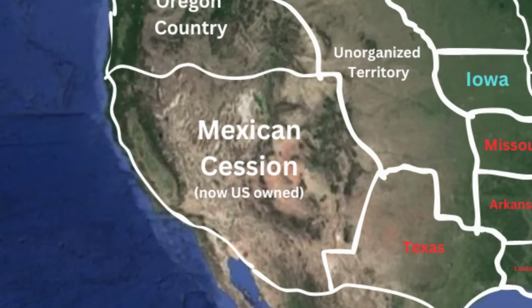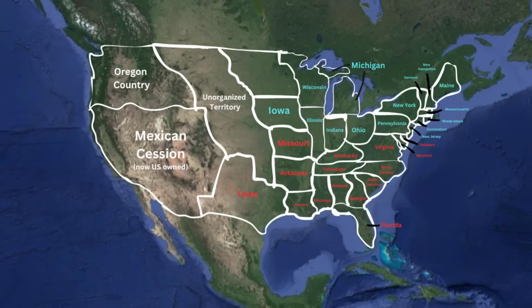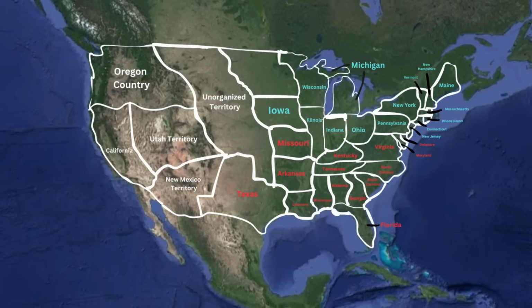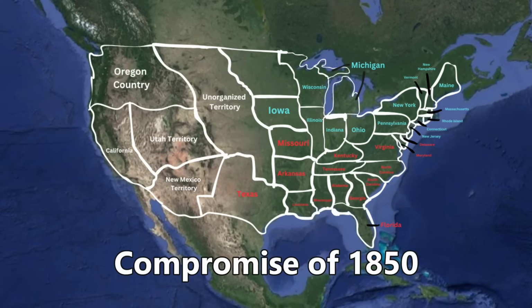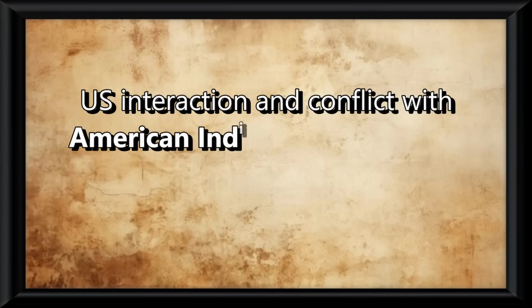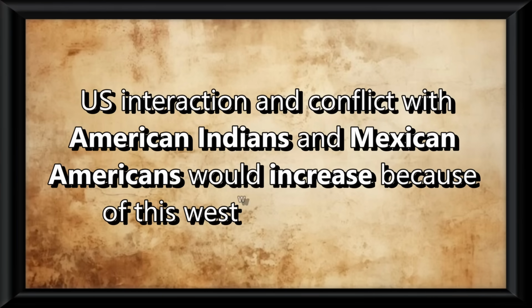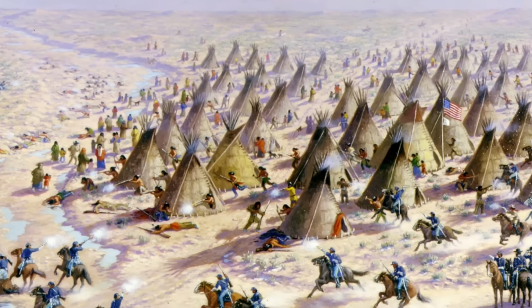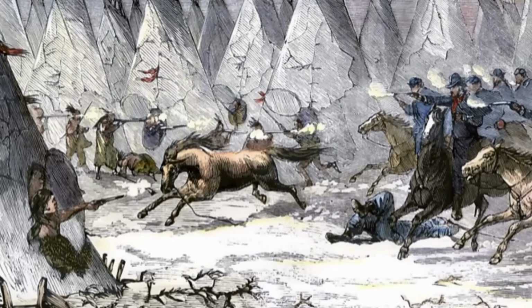This land was known as the Mexican Cession, and the issue of whether each state would be slave or free would need to be solved further at something known as the Compromise of 1850. It should also be noted that US interaction and conflict with American Indians and Mexican Americans would increase because of the westward expansion. These often resulted in many unfair treaties, or in the case of Sand Creek, it would lead to a bloody massacre, where hundreds were said to have been slaughtered in 1864.